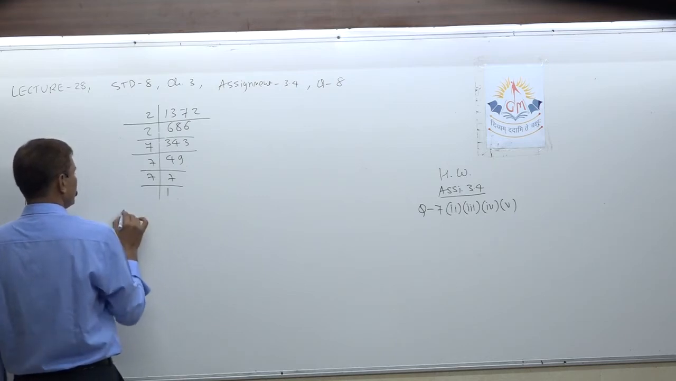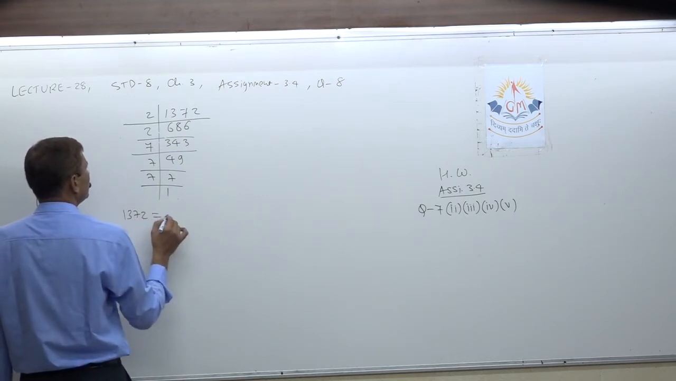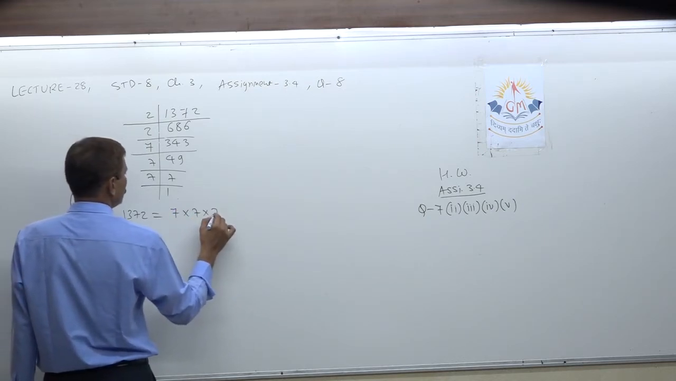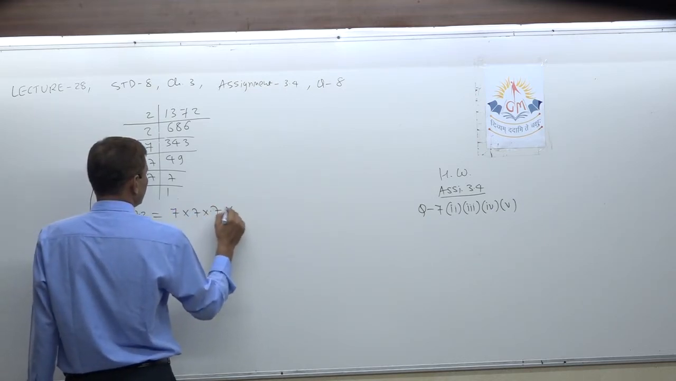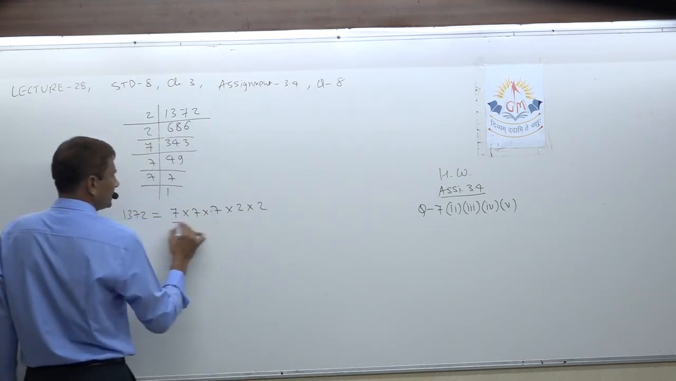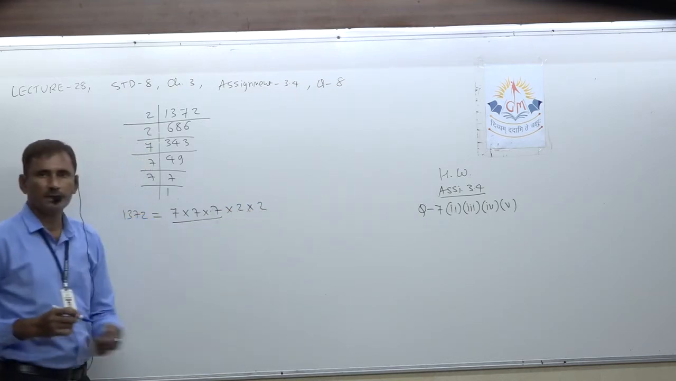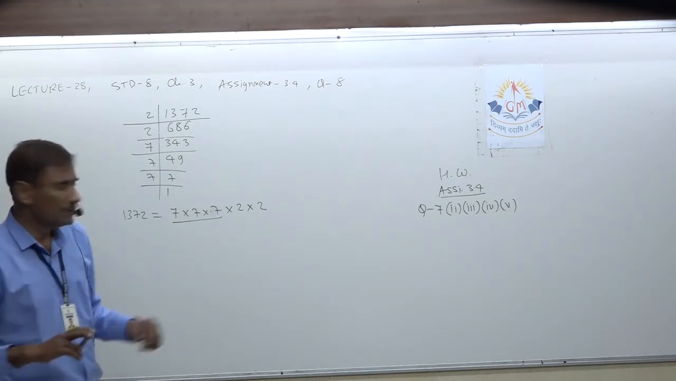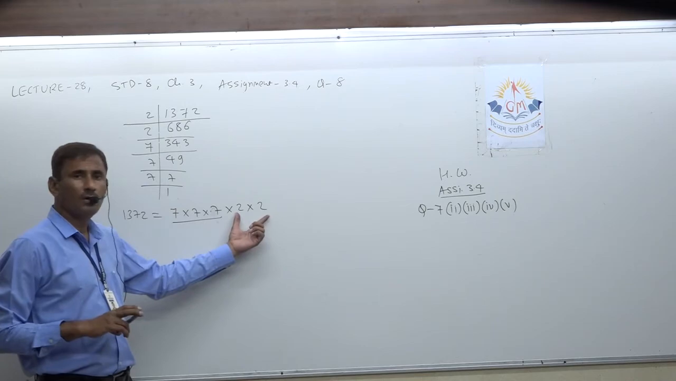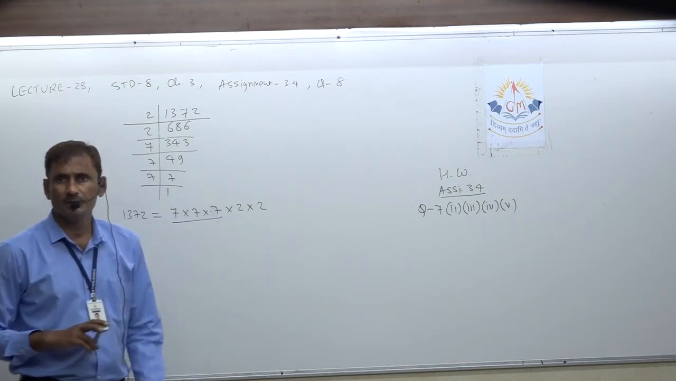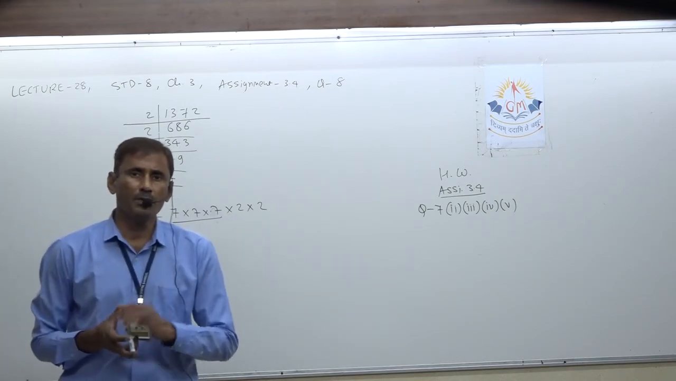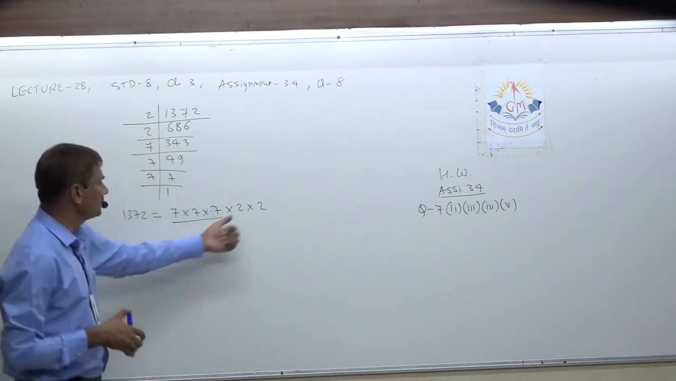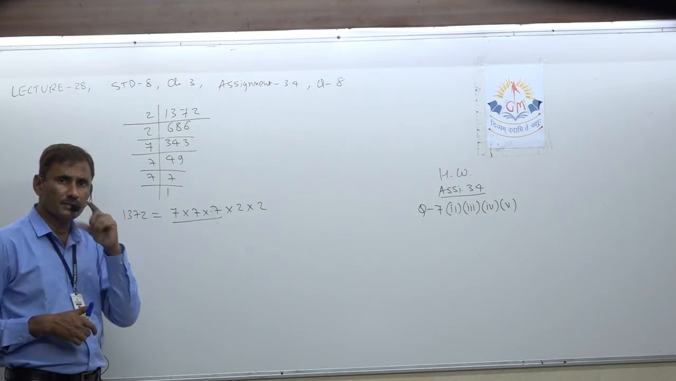So what you got? 1372 equals 7 into 7 into 7 and 2 into 2. Here is a triplet of 7s. Here only 2 numbers are there. A perfect cube number should have triplets of all numbers. Triplet means a group of 3 same numbers should be there. So here actually one more 2 should be there so that we can get a perfect cube number.